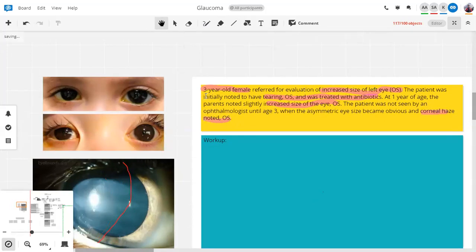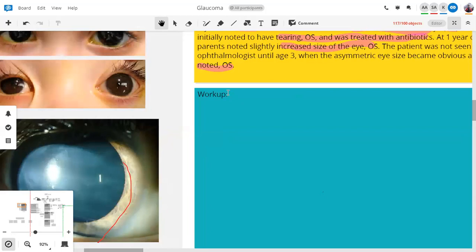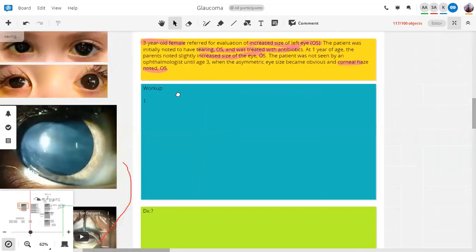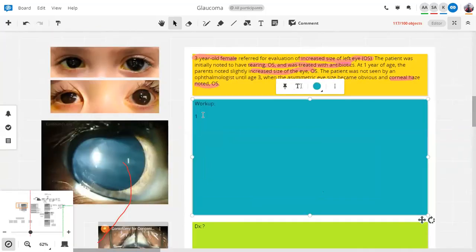How will we work up this patient? How should we work up this patient? What should we get done? What can we do? What should we do? Visual acuity, slit lamp examination with tonometry. Visual acuity, slit lamp examination, tonometry, all right. Absolutely. These are the things which we do.